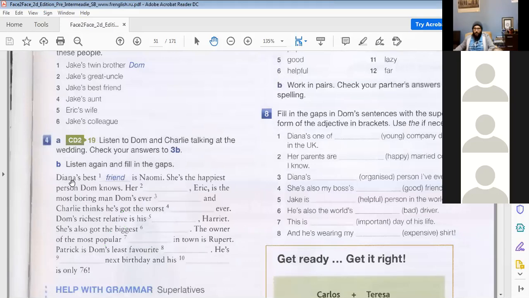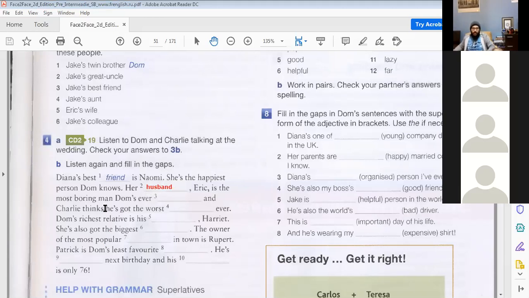So here, this is Charlie talking. She's the happiest person Dom knows. Her what? Husband. Do you think it's husband? Yes. Okay, let's write it, and then we can check.